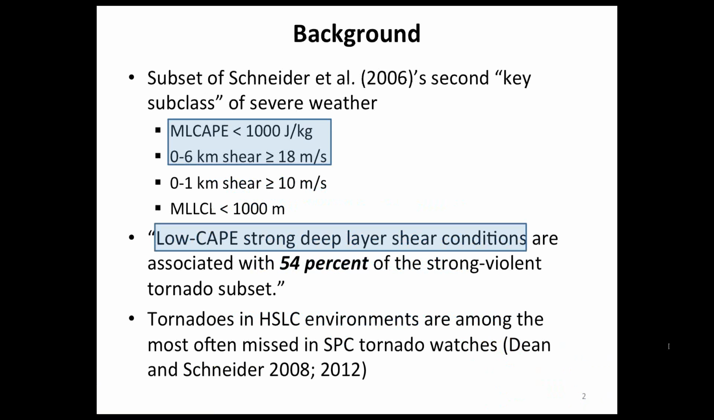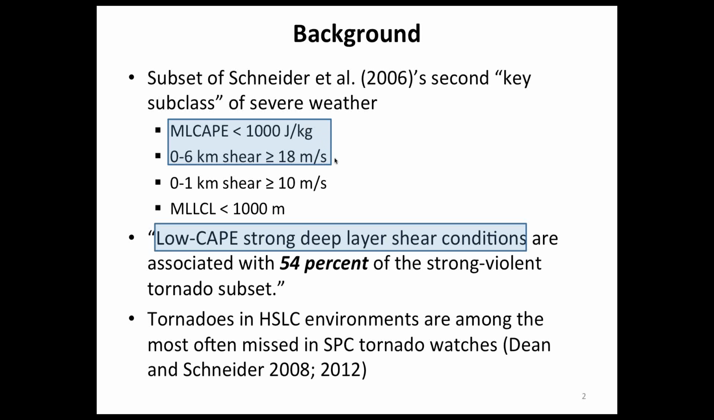In a 2006 study from the Storm Prediction Center, Schneider et al. defined environments characterized by these given criteria as the second key subclass of severe weather in the United States, which actually accounted for more significant tornadoes than the conventional plains environment, which was characterized by CAPE greater than 2,000 joules per kilogram. And in fact, over half of all significant tornadoes occurred in environments where mixed layer CAPE was less than 1,000 joules per kilogram, and 0 to 6 kilometer shear was at least 18 meters per second, or 35 knots.